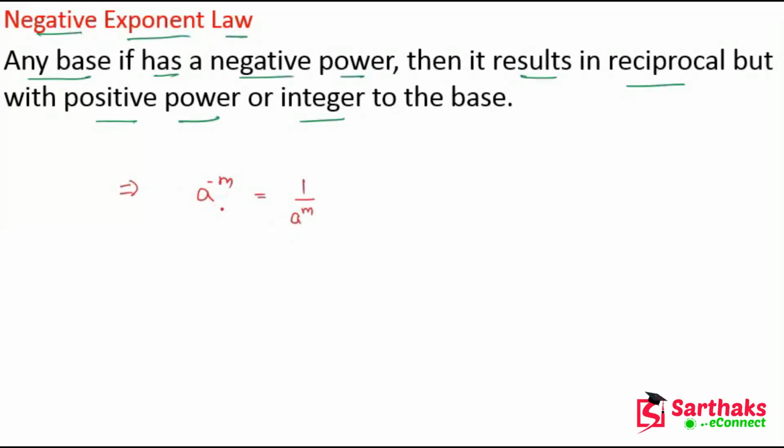Here the negative power becomes positive, but we have to take the reciprocal. This is the negative exponent law, where we have an exponent which is negative. Understand? Yes, now let's move on.